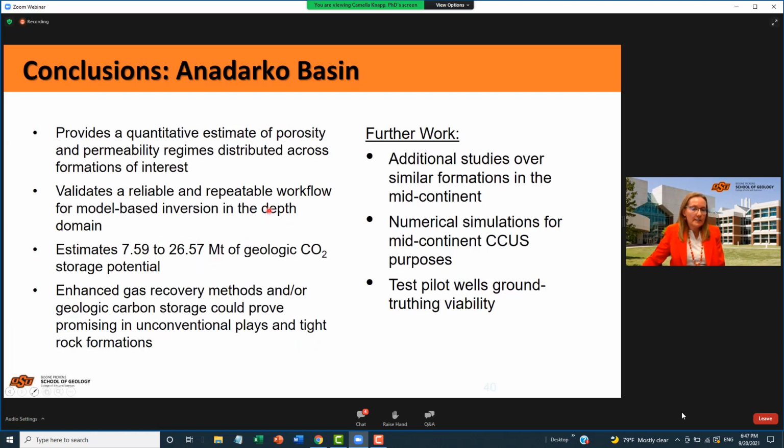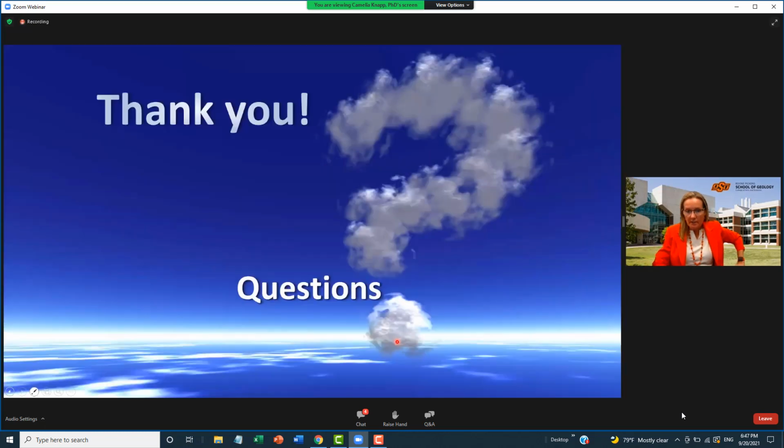I didn't say we got this data in the depth domain. We didn't have to convert it from time to depth. It was all depth migrated. And these are some of the estimates, megatons, not gigatons in this case. But again, we are looking at tighter rock formations, just in general.